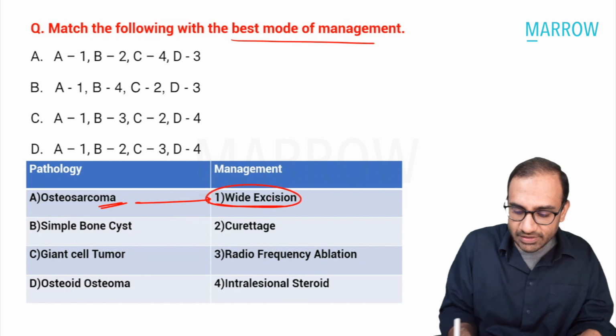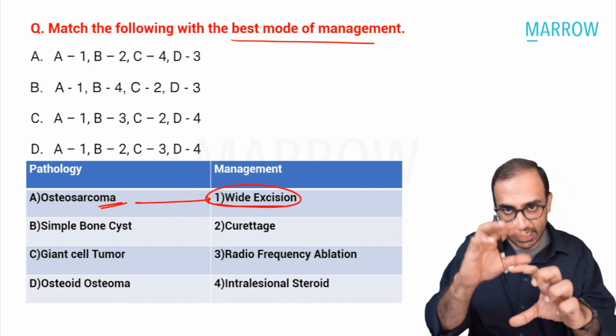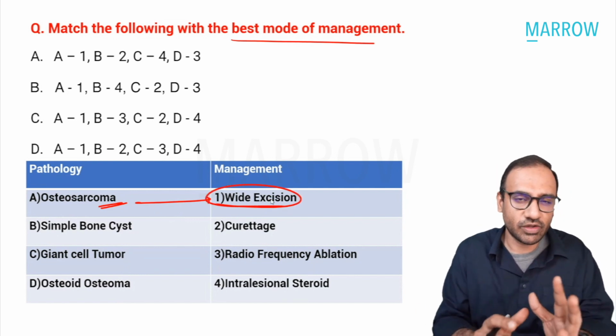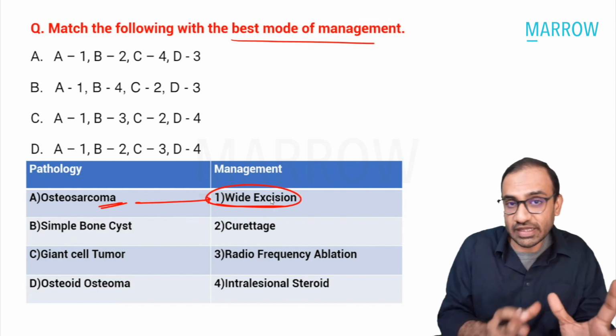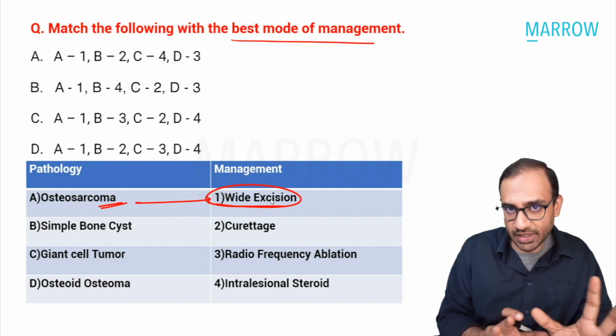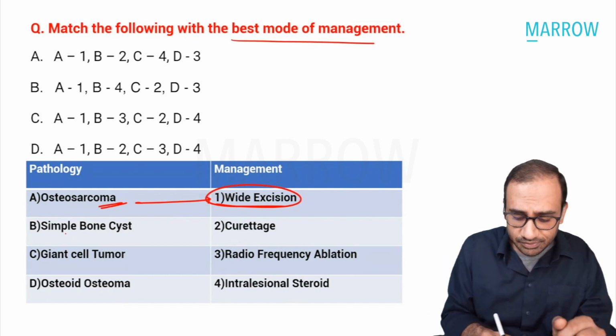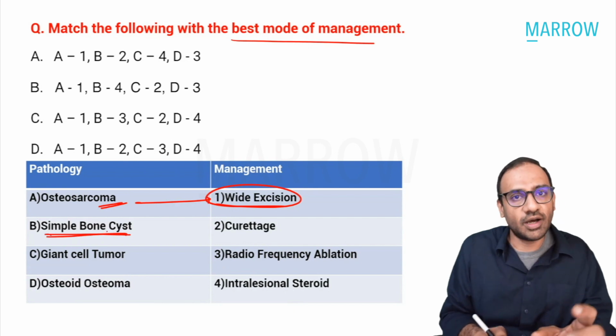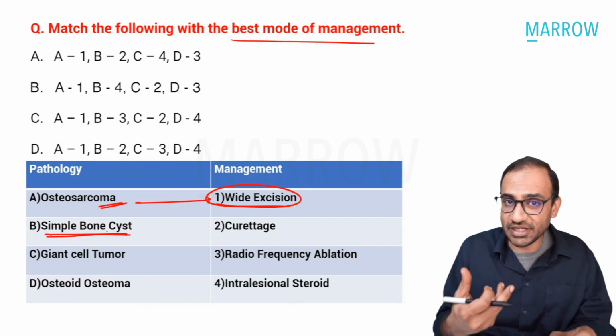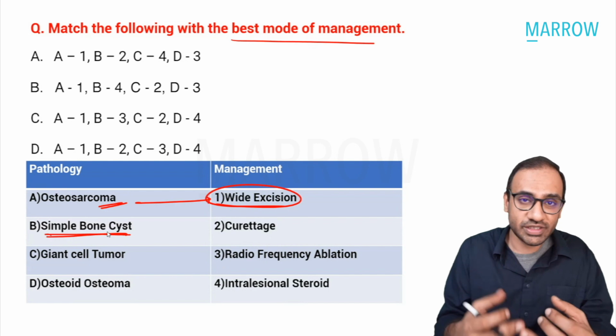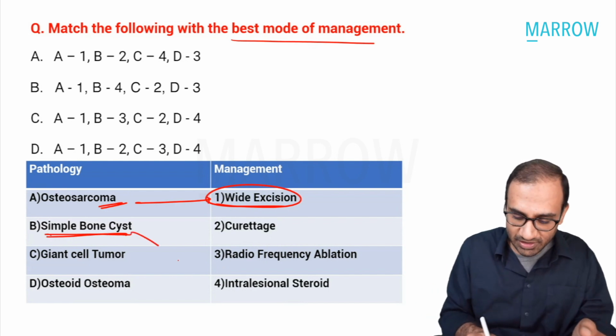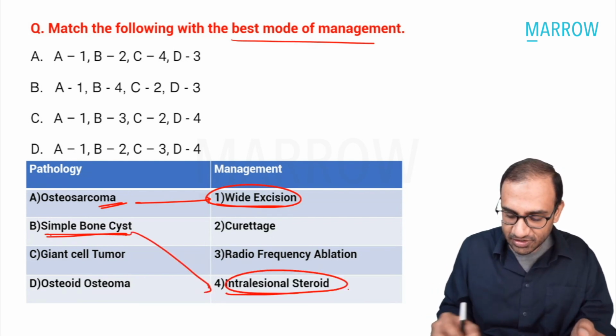We'll go for wide excision, where you remove the tumor as well as the healthy bone around it. Approximately somewhere between 3 to 10 centimeters of healthy margin is usually removed in wide excision. That is for osteosarcoma. Simple bone cyst, if you recall, the treatment is conservative or injecting the lesion with sclerosants or intralesional steroids. So the answer here is intralesional steroids.